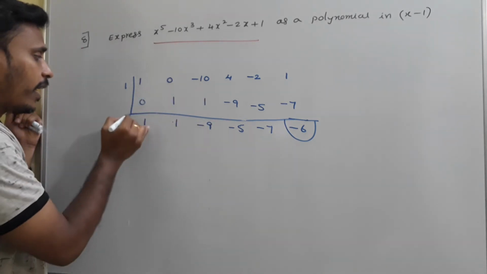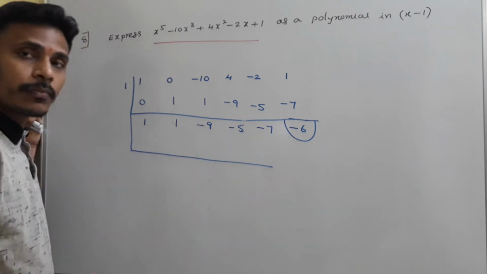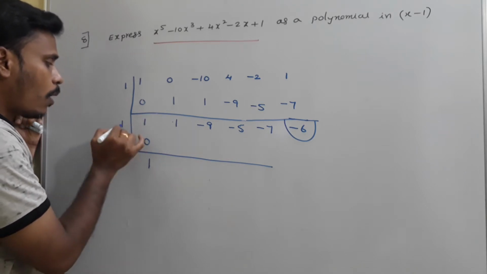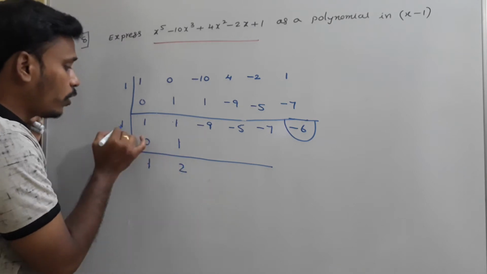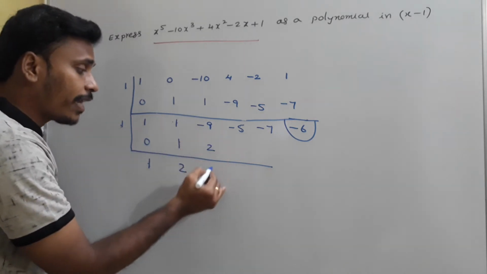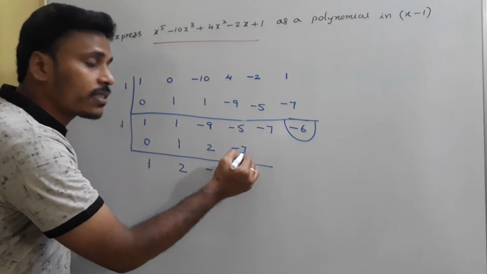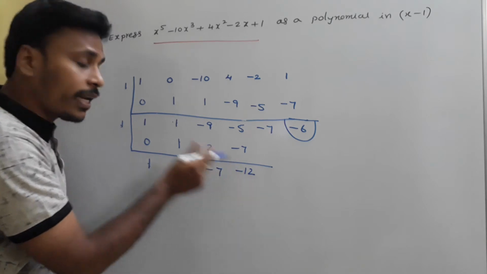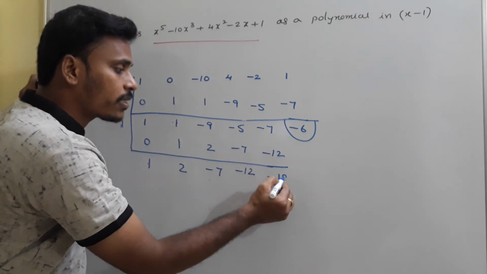And then I am doing division with this quotient again with 1. 1 plus 0 is 1. 1 into 1 is 1. 1 plus 1 is 2. 2 into 1 is 2. Minus 9 plus 2 is minus 7. Minus 7 into 1 is minus 7. Minus 5 minus 7 is minus 12. Minus 12 into 1 is minus 12. And this time the remainder is minus 19.